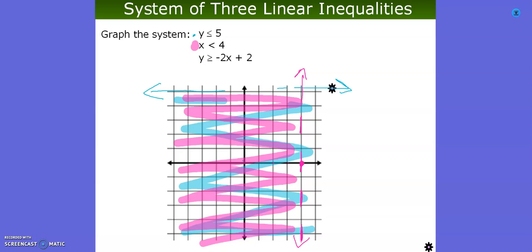And I can even take my eraser and go ahead and unshade on this side of my pink dashed line, because that's not going to be part of my final solution. And I can see where I kind of erased a little bit of my pink line. So I'm going to go ahead and darken that in a little bit.